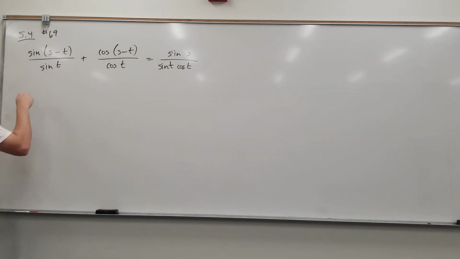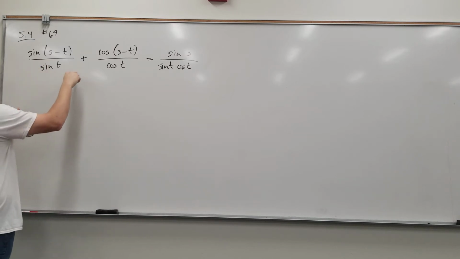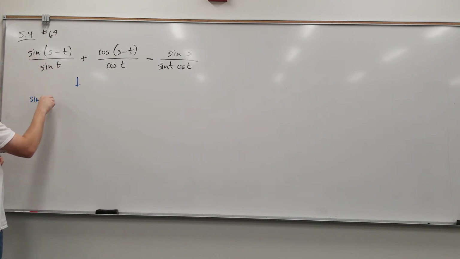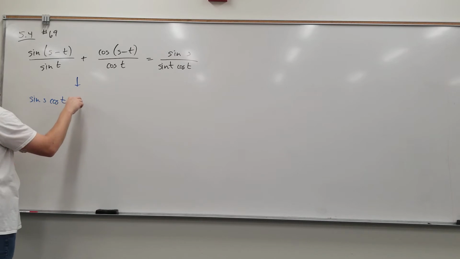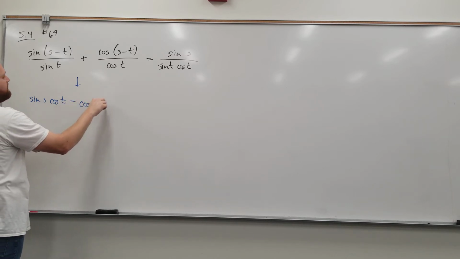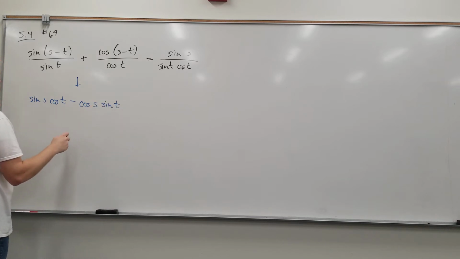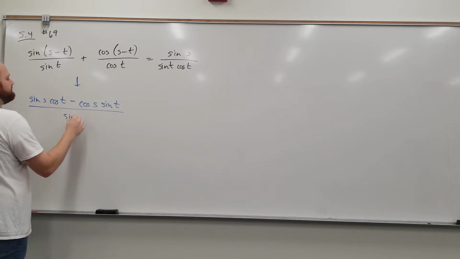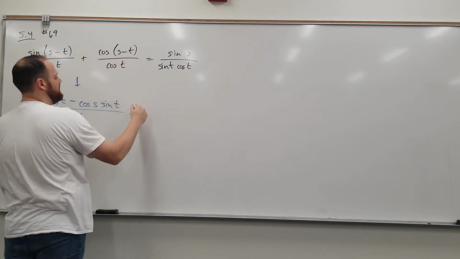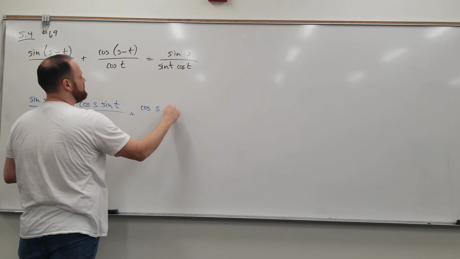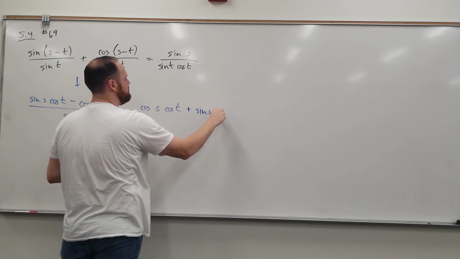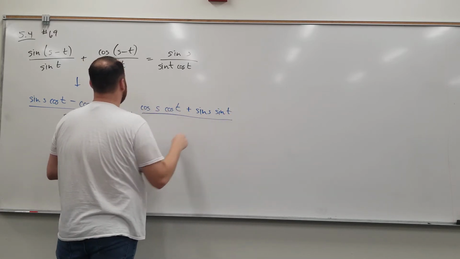So I'm going to start on this side. I'm just going to go ahead and rewrite these using the difference identities. So this is going to be sine s cosine t minus cosine s sine t. Right? Did I get the right sine s cosine t minus cosine s sine t? Good. Over sine t. Here I'm going to get cosine s cosine t, and then the sign changes, plus sine s sine t over cosine t.